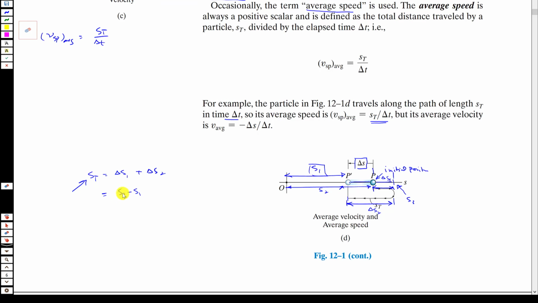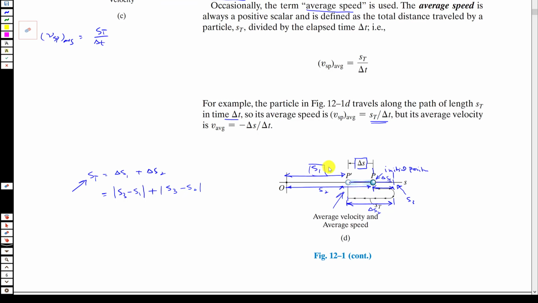Remember that this is the total distance. So how will we find the total distance? I have already told you that the distance will always be positive. So this will be s3 minus s1, plus this distance, delta s2. In this interval, this is the final position and this is the initial position. The initial position is s3, so I will write s3 minus s2.